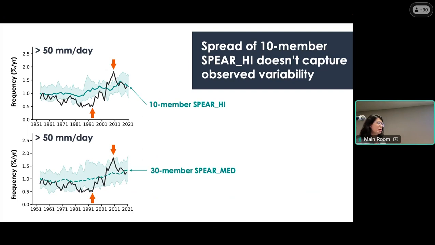We can see that the spread of 30 ensemble members can capture much more of the observed variability, even though the peaks around the 1980s and the 2010s are still outside of the spread, but they are much closer than the spread of SPEAR-high's 10 ensemble members. So this result suggests that for extreme precipitation, especially very extreme precipitation, 10 ensemble members is not enough. We need a larger ensemble size. So yeah, I'm skipping that.